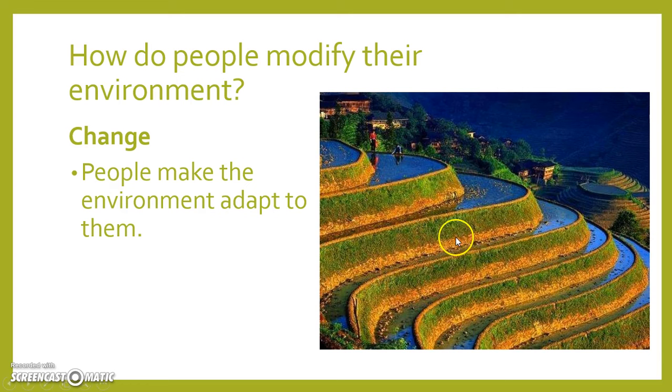Here is an example of terrace farming, and this is a mountain that has been carved out by people in order to grow things on. Look how nice and flat they've made it. That's an interaction in which they've changed the environment to suit their needs.